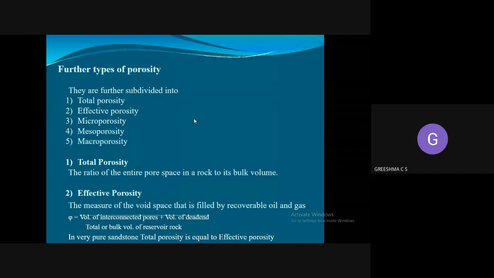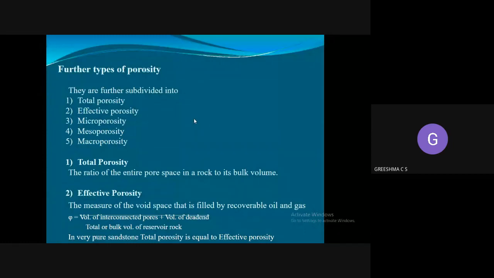Total porosity means the ratio of the entire pore space in a rock to its bulk volume, to the total volume. That ratio we are calling total porosity.